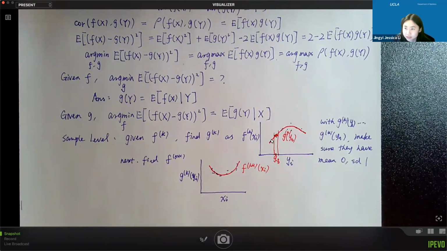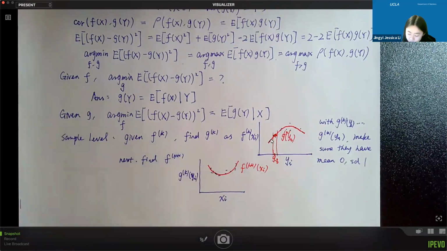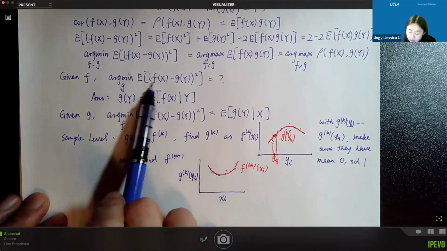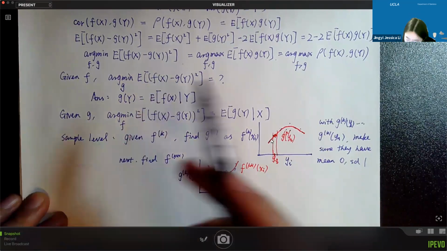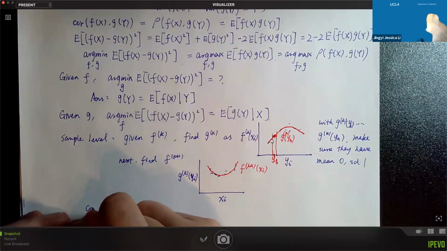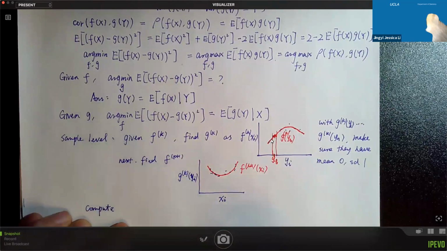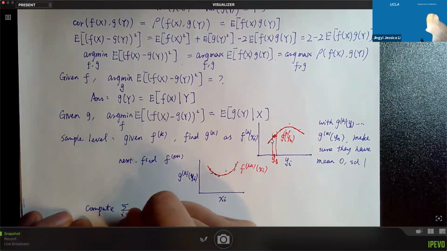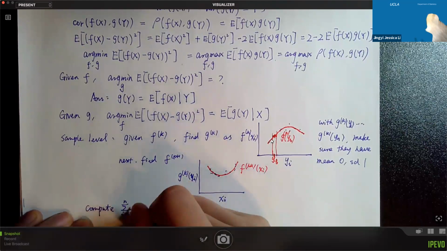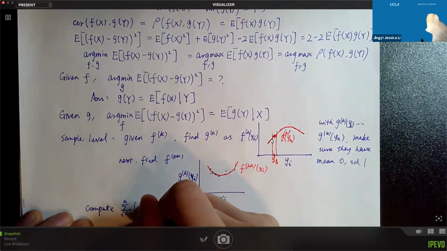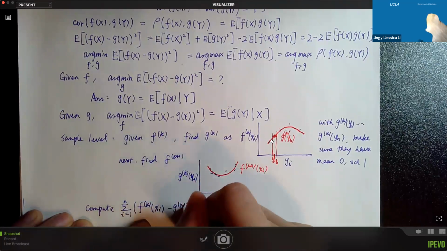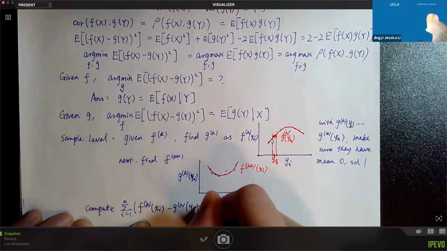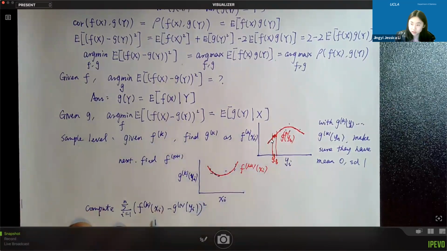there's nothing to update. Basically, with those, you compute the loss function we have here: the summation over i from 1 to n of the square of f_k(x_i) minus g_k(y_i). You stop when this value no longer changes.